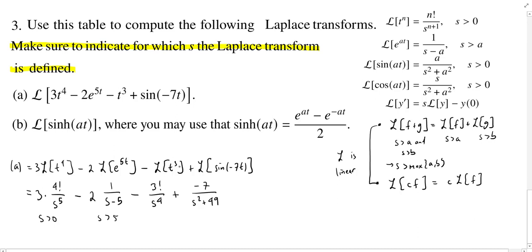So s had to be greater than 5 for this one to converge. This next one is back to the first entry in the list, so s had to be positive. And also for the sine, s had to be positive. So for all 4 of these to work, we need all of these to be true. Well, 3 of these are just repeated, s being positive, but the fourth one is that s has to be greater than 5. So our total condition, for all 4 of those to hold, is that we just need s to be greater than 5.